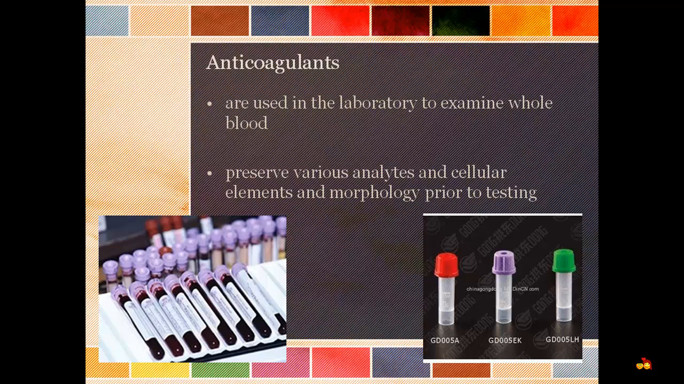Our anticoagulants preserve various analytes. For example, glucose. If we want to study our glucose, we may also use anticoagulants. But generally, in chemistry, we do not use anticoagulated blood, because using anticoagulant is more expensive. So you may wonder why in chemistry we use the red top. But if we really want to study glucose in cells, we may use anticoagulant. And later, you will know what that anticoagulant is.